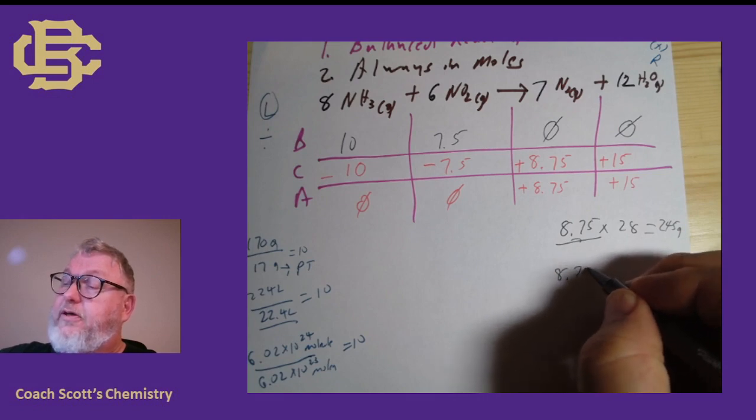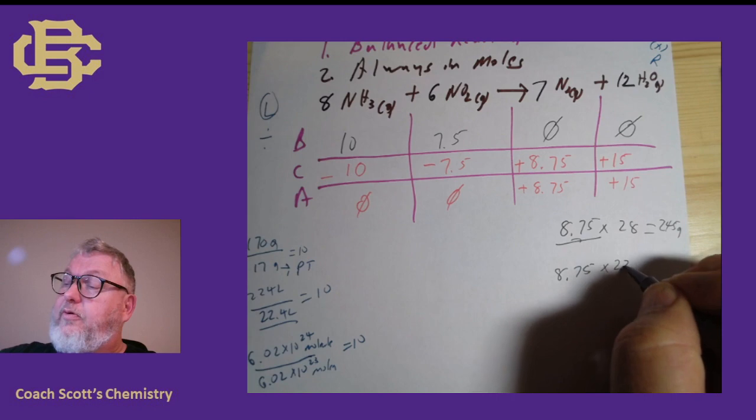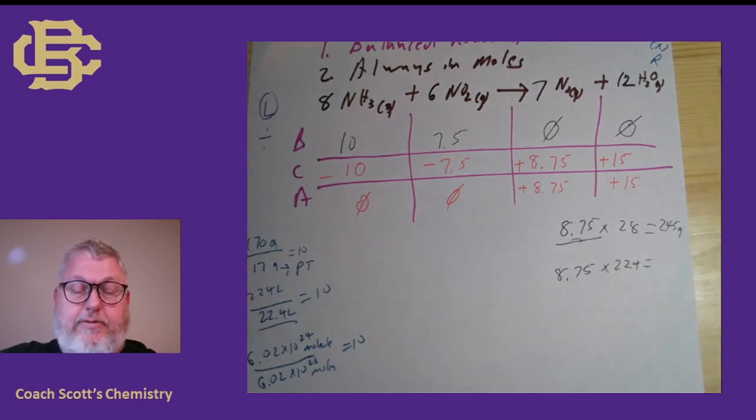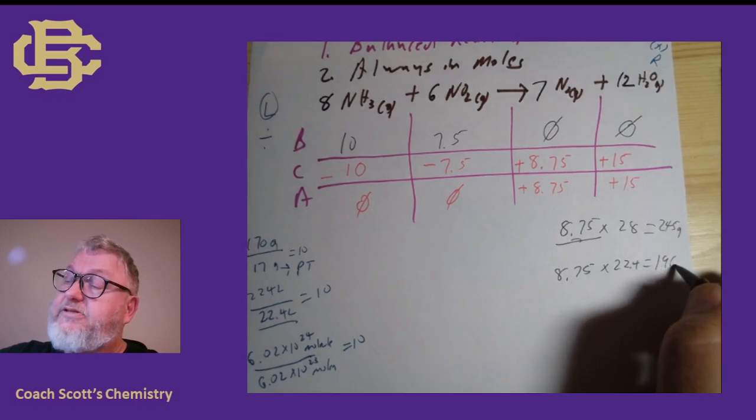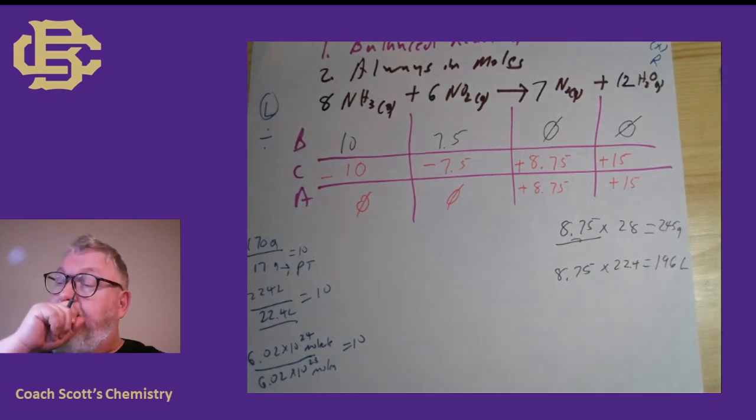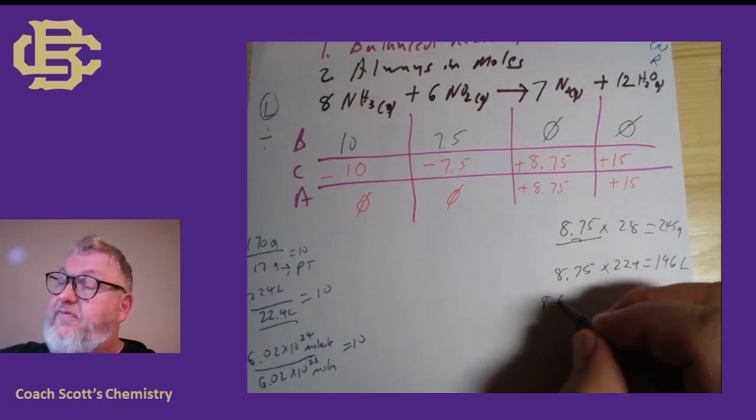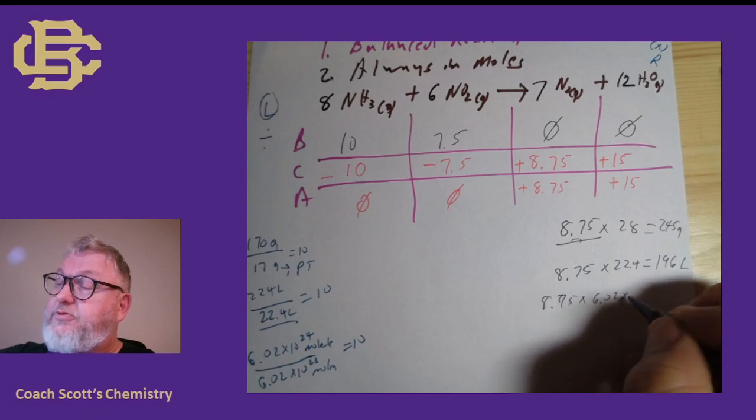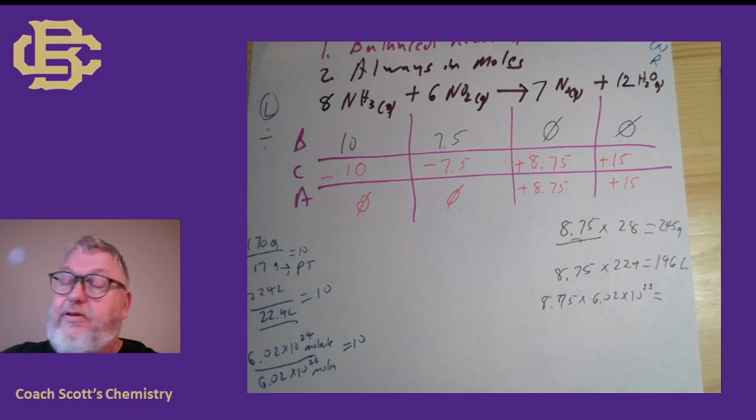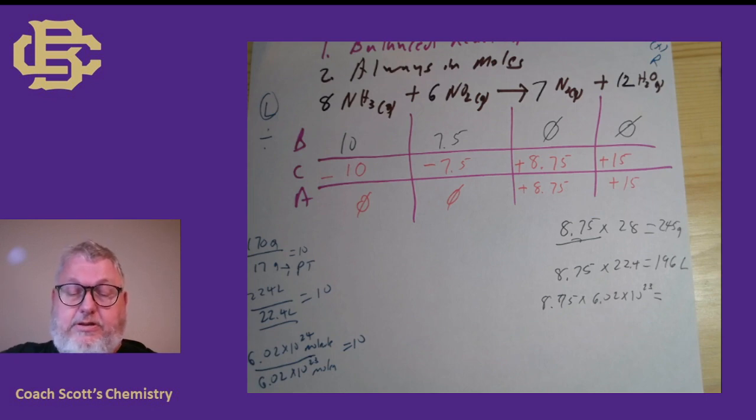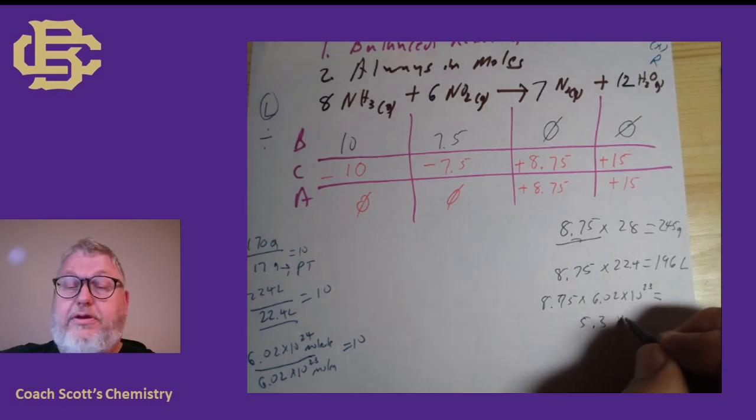And if they ask for liters, then we multiply by the molar volume of 22.4, and that'll give me a volume in liters. That gives me 196 liters of nitrogen gas. And if they ask for particles, of course, that'd be 8.75 times 6.02 times 10 to the 23rd, and that'll give me the number of particles. I'm not going to ask that much on particles, but be prepared just in case. And I get 5.3 times 10 to the 24th molecules.